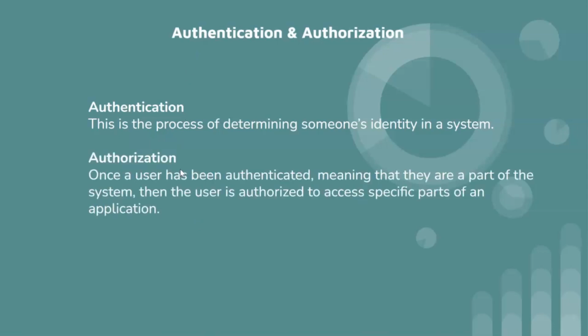Next is authorization. Once a user has been authenticated, meaning that they are a part of the system, then the user is authorized to access specific parts of an application. For example, on a news website, an author might only be allowed to create posts and only edit the posts that they have created, whereas an editor might be allowed to create posts and edit anyone's post. So here the author is not authorized to edit someone else's post, whereas the editor is authorized to edit someone else's post.